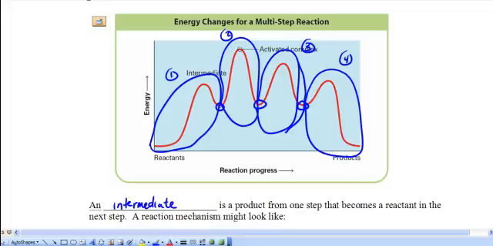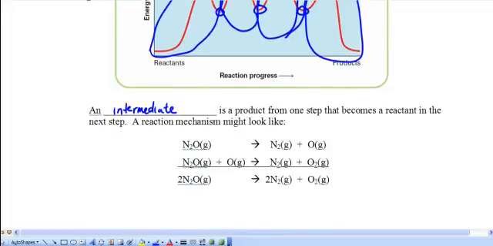And you could have a reaction mechanism that looks something like this, where if you're taking dinitrogen monoxide and splitting it into nitrogen and oxygen, it might be a 2-step process where you form this O in the first step and then it gets used up in the next step, and that would be your intermediate. And when you add up those two reactions, you have two N2Os forming two N2s and the one O2. And that's all that you would need to know for that.